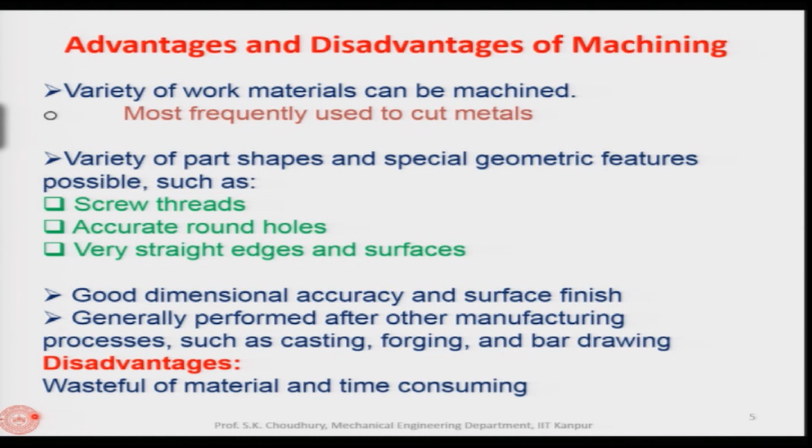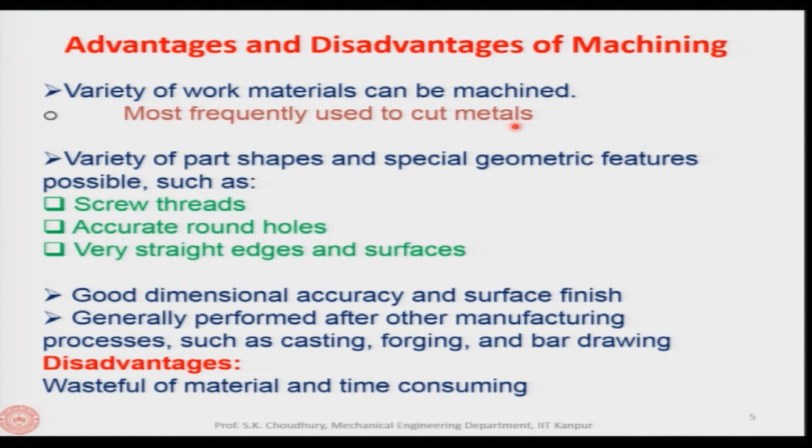Now, what are the advantages? Why is machining so important and one of the most important manufacturing processes? It is basically because a variety of work materials can be machined, okay, which is difficult in the case of, let us say, metal forming or casting. As you know, if the shape of the final part is very complicated, in that case the pattern that we need for making it through the casting process is very difficult, removal of the pattern is difficult, making the pattern is difficult, and so on. Most frequently used to cut metals is machining.